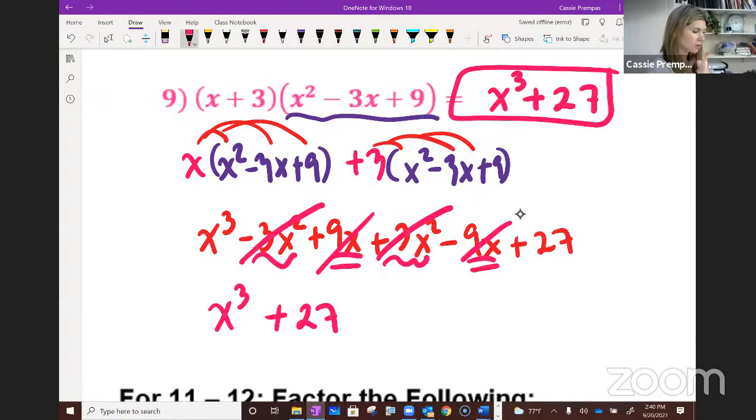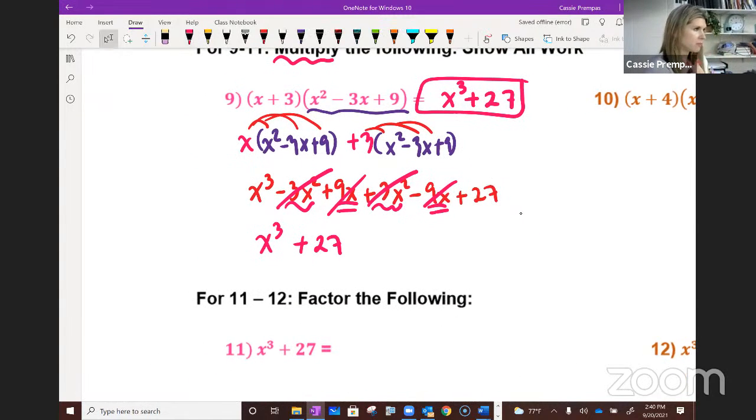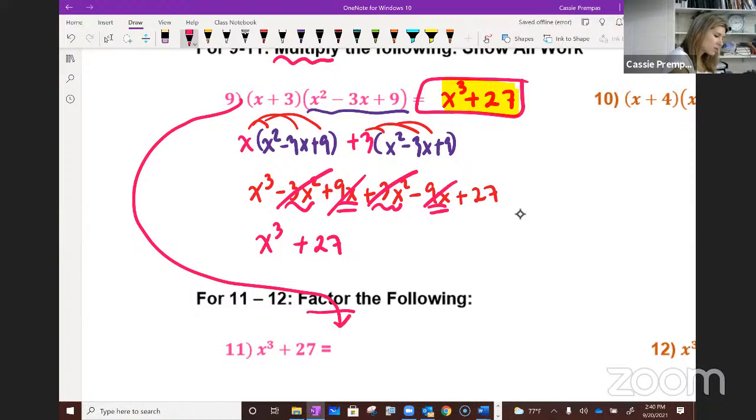Now, obviously, the colors coordinate. So number 11 is meant to have a correlation with number 9. Number 11's directions are to factor. What does it mean to factor? Break it down. Yep, unmultiply it. So x cubed plus 27 is the result of what I got when I multiplied. So if I factor this down, really what I need to do is copy what I multiplied. So I'm going to copy down x plus 3. I'm going to copy down x squared minus 3x and copy down the plus 9.